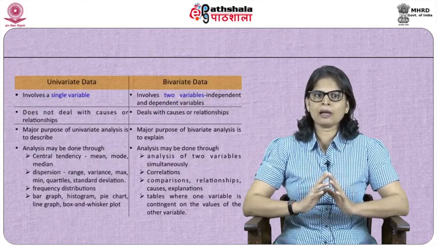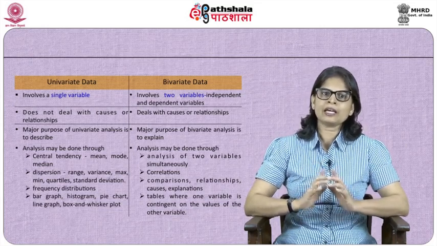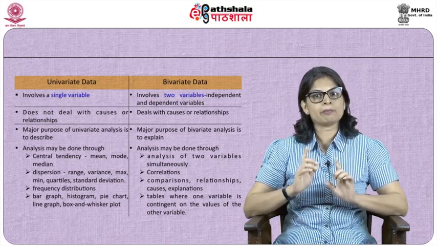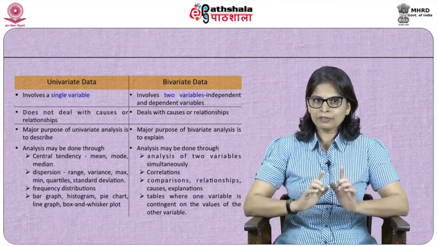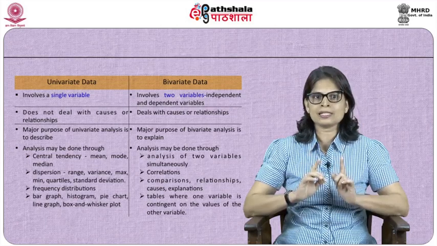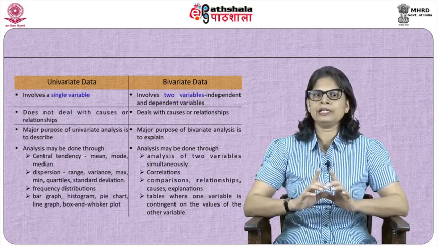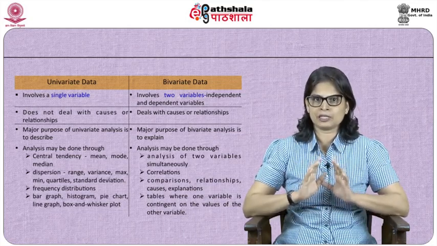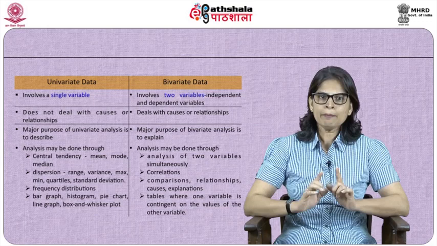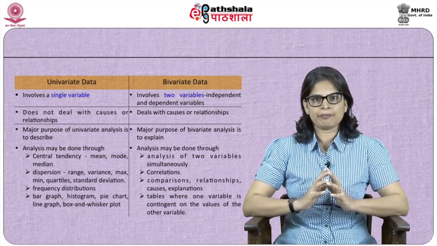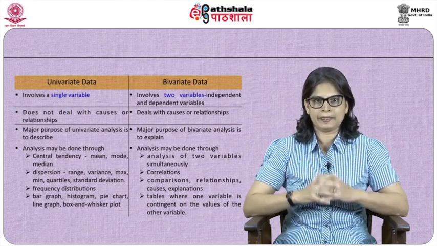Let us quickly have a comparative look at the univariate and the bivariate data. Univariate data involves a single variable, whereas bivariate data involves two variables at a time. Univariate data does not deal with causes or relationships. On the other hand, bivariate data usually deals with causal or relationship data. The main purpose of univariate data is to describe. On the other hand, the main purpose of bivariate analysis is to explain.